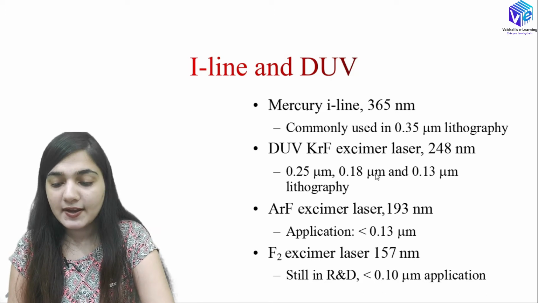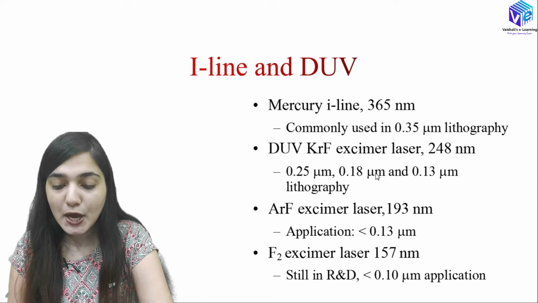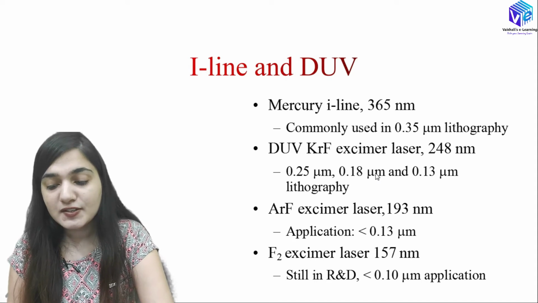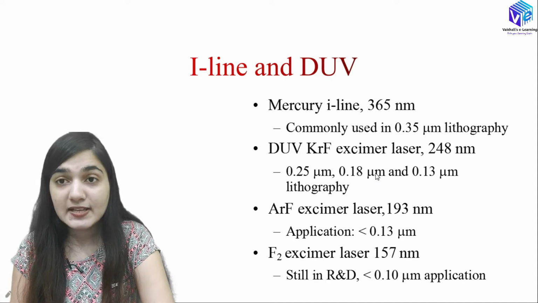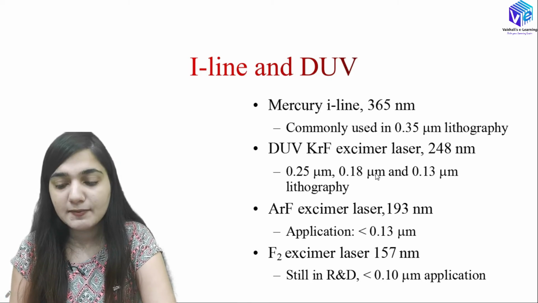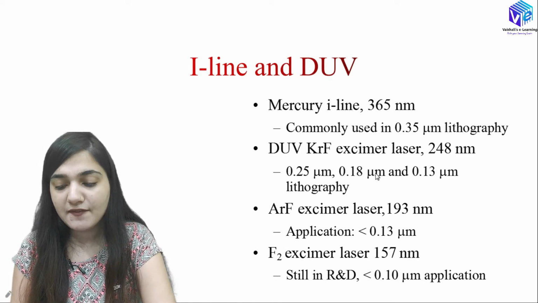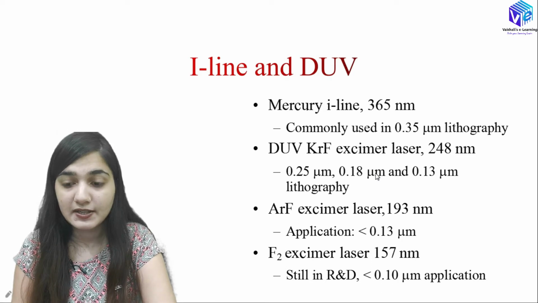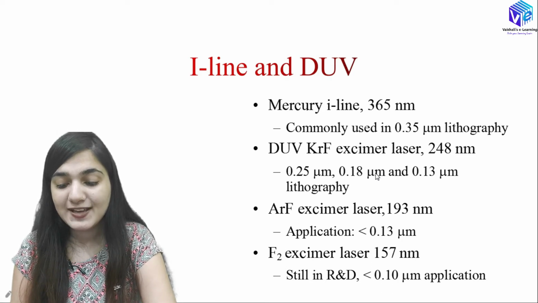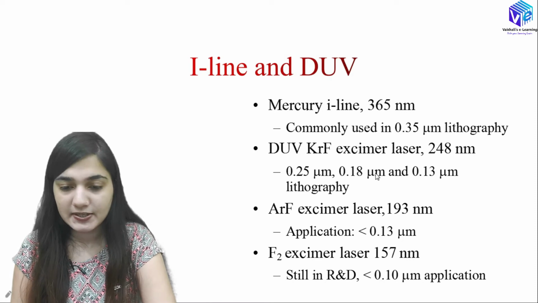Now coming to the ArF excimer laser, here you can see the wavelength is further reduced to 193 nanometer. It is applicable for 0.13 micrometer feature size, and it can be applicable for lesser than 0.13 micrometer feature size as well. Now coming to the fluorine excimer laser, which has a 157 nanometer wavelength. The wavelength is further reduced and it is still in R&D, and here we can get 0.10 micrometer and lesser feature size applications.